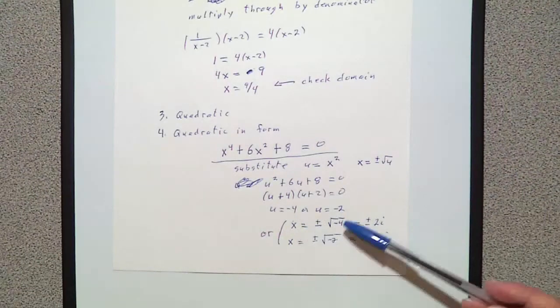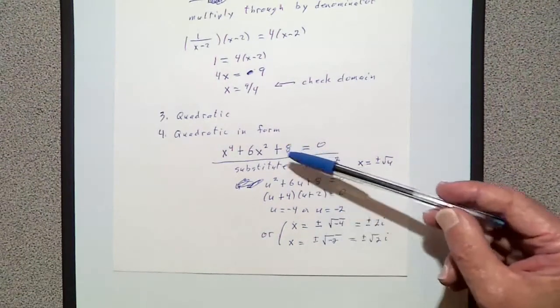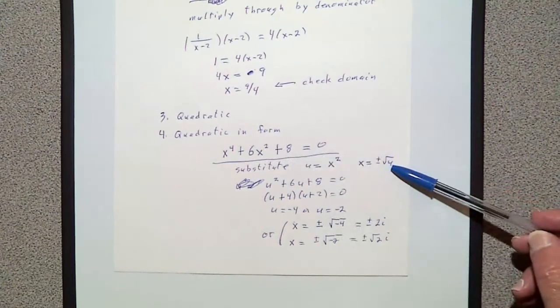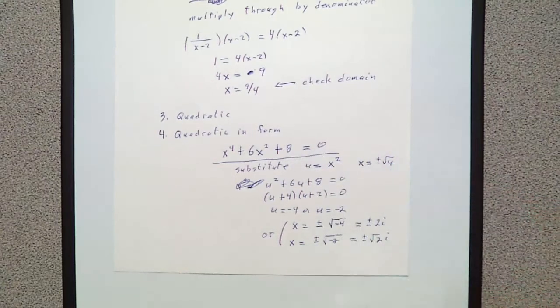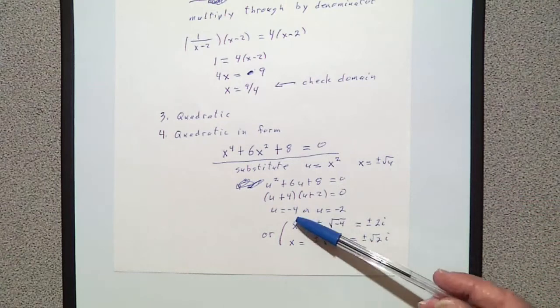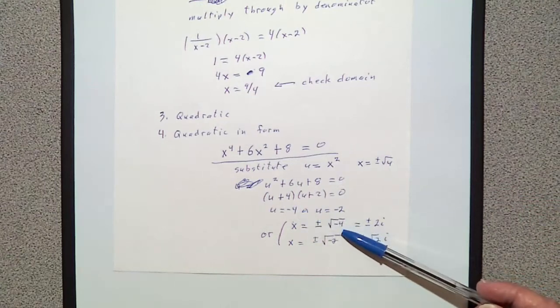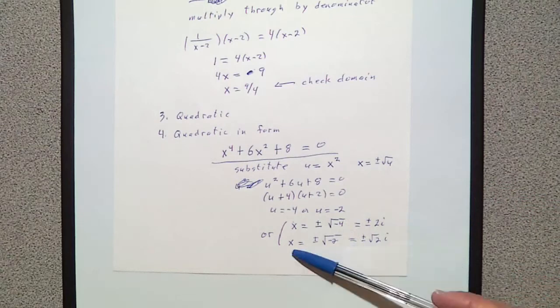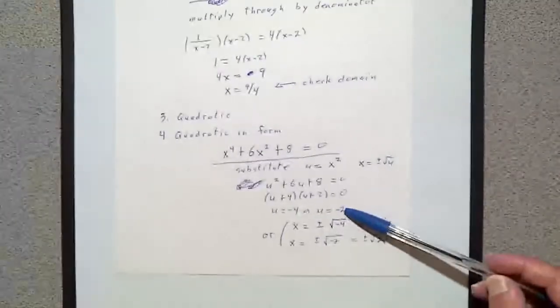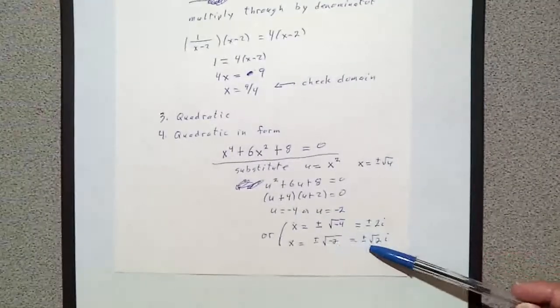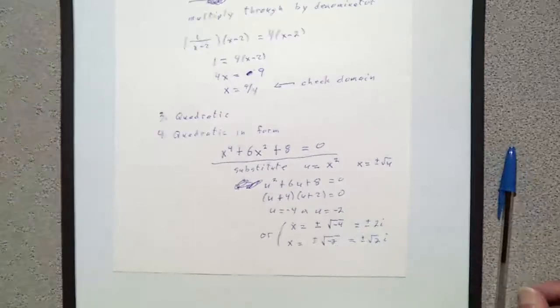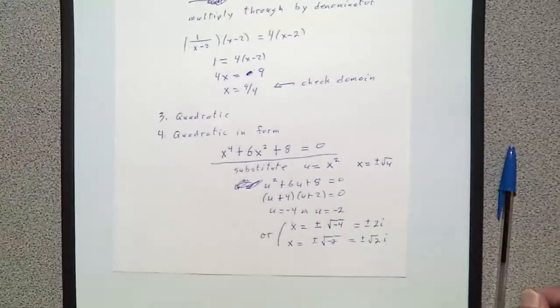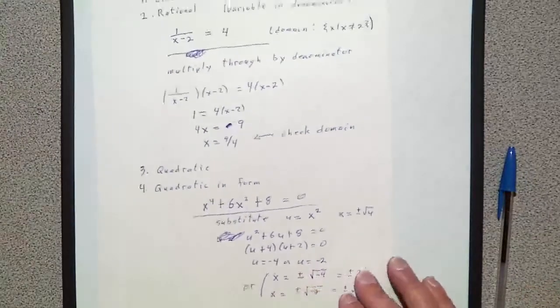Now we plug back in. That's what u is, but we want to know what x is. Well, x is plus or minus the square root of u. So there's 4 solutions. X is plus or minus the square root of -4, which is plus or minus 2i. And x is plus or minus square root of -2, plus or minus square root of 2 i. And you can't get any simpler than that.